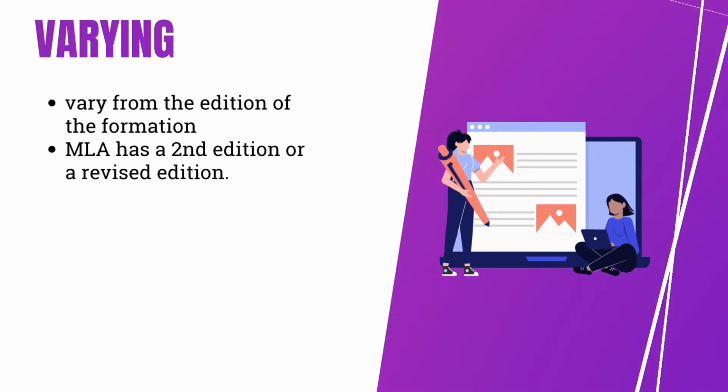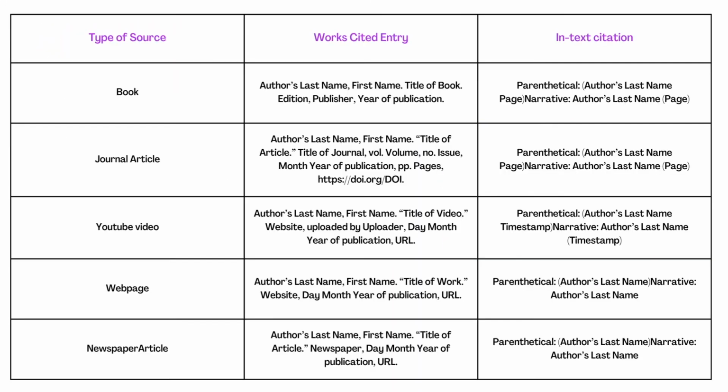Citations can also vary by the edition of the format. For example, MLA has a second edition or a revised edition, but usually the general format of citing stays the same with a few minor tweaks and changes. In this video, we'll be talking about MLA, like I said, in the second edition.